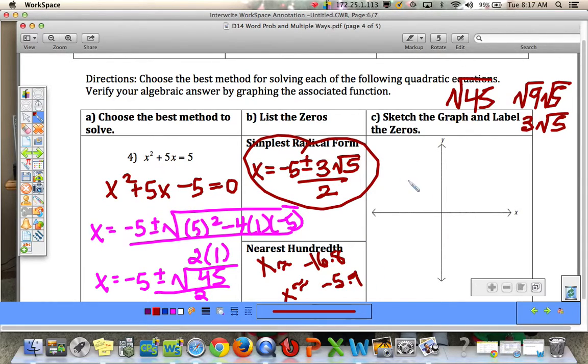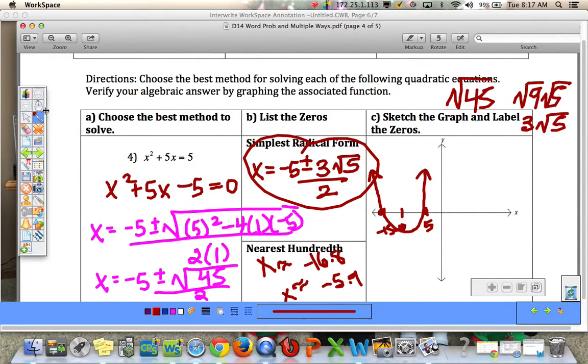So if we just sketch this function, let's say this is 5, negative 10, negative 15. One of the zeros would be at negative 16 point something. One would be at negative 5.9. It's a U-shaped graph, so this would be our sketch of our function.